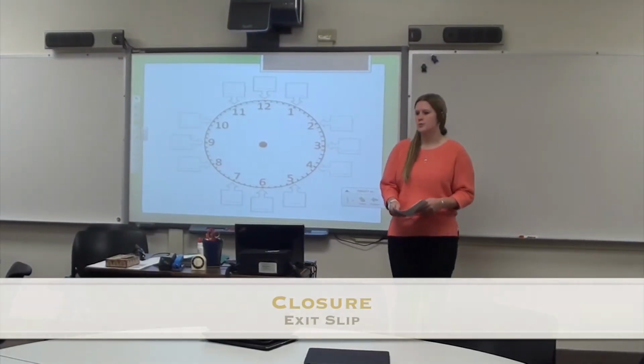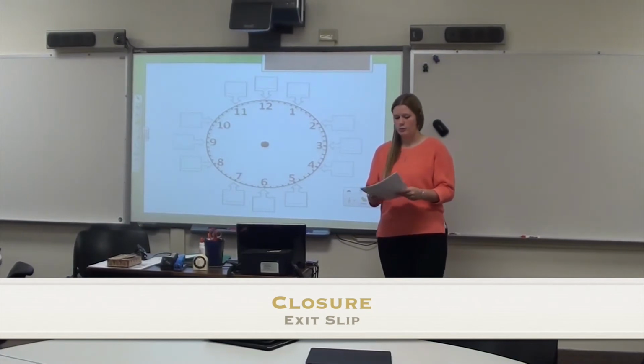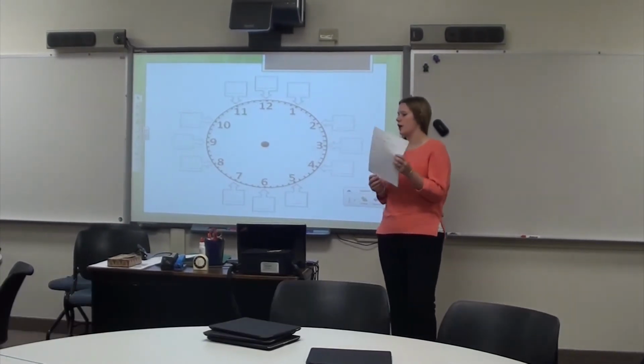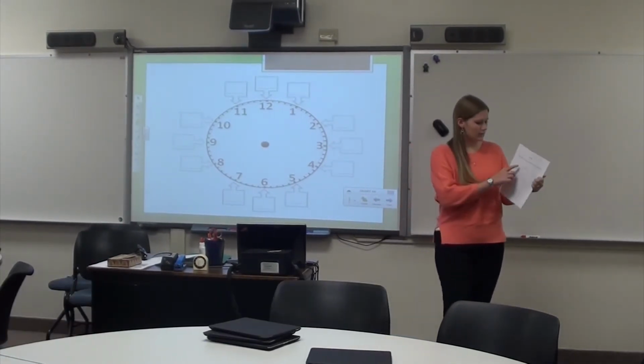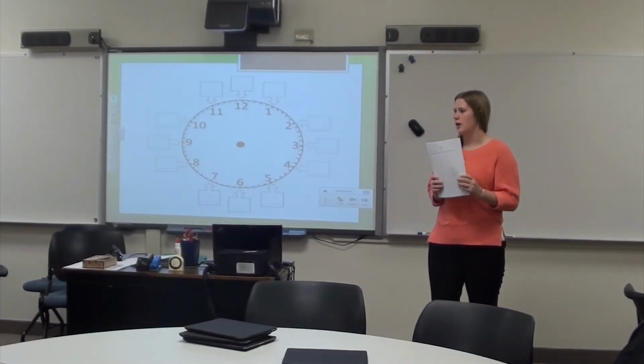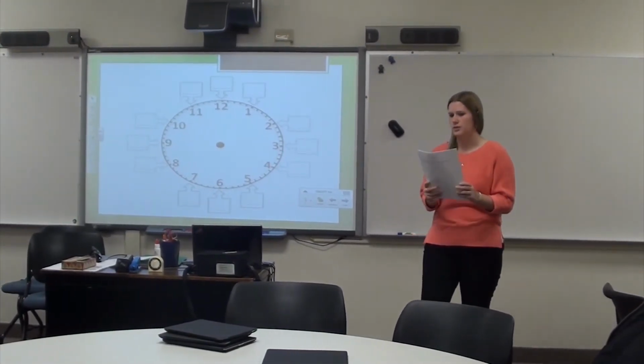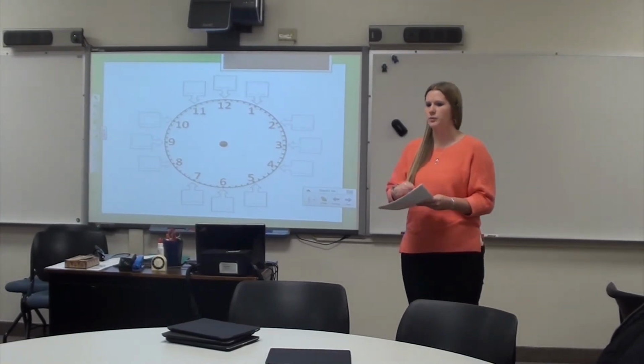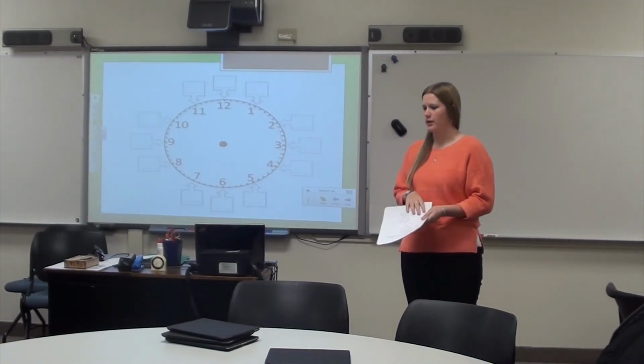Now that we're finished with centers and everyone's back to their seat, we're going to do our exit slip. There are 3 problems that have the digital time, and I want you guys to write in the analog time. We're doing 1-minute intervals with this. And once we're done with this, you can flip it over, I'll collect it, and we're going to get ready for spelling.